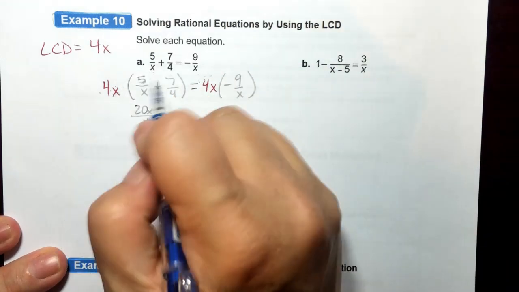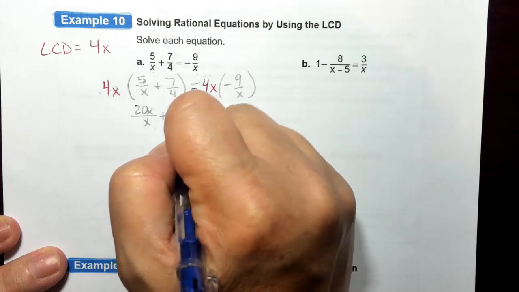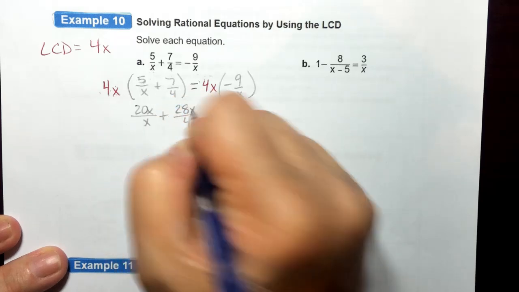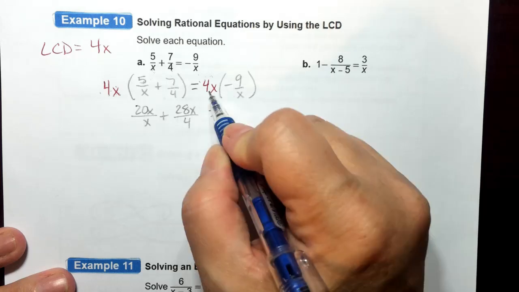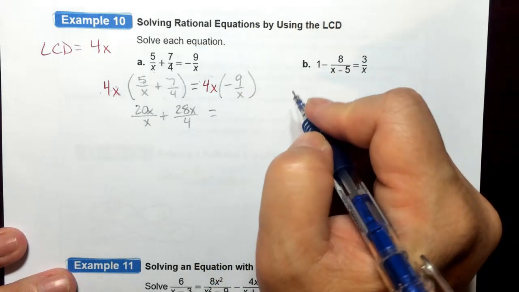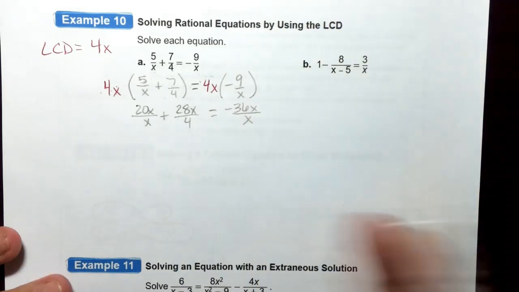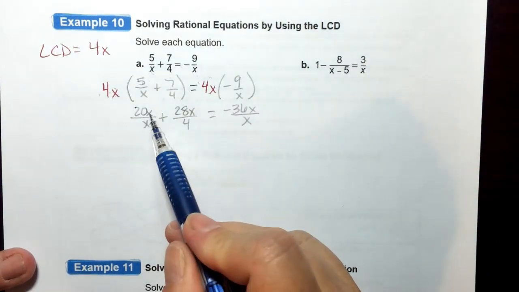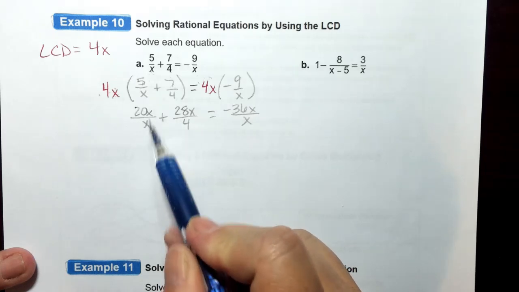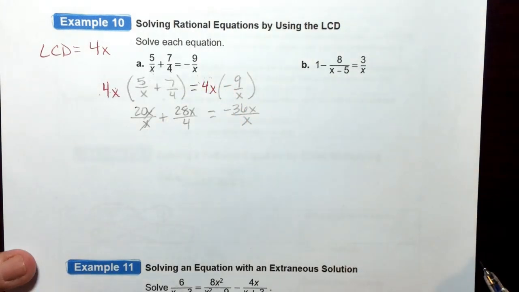All right, then 4x times 7 would give me 28x over 4. Okay, then on this side, I'm going to do the same thing. 4x times negative 9 would give me negative 36x over x. So I didn't want to skip this step, but in the future, yes, I'm okay with some of you skipping it. Remember, when you have bases that are the same, they can be divided. So essentially, I can divide out those x's.